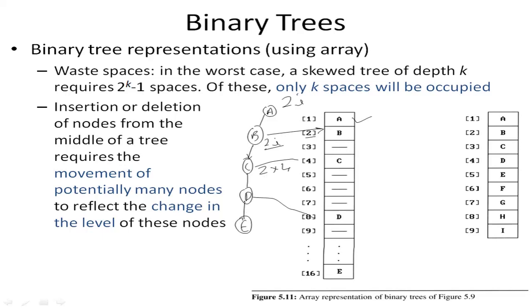Similarly, E is the left child of D. So again 2i, i is nothing but here 8. So 2 into 8 is 16. E will be saved at 16th location. Okay, so this is how the skewed tree is represented in array. So what disadvantage we have here is wastage of space. If the tree is skewed, in the worst case, there is a lot of space which is wasted.